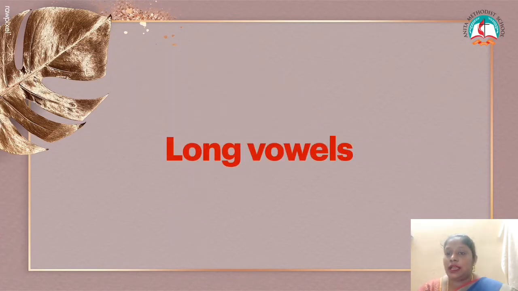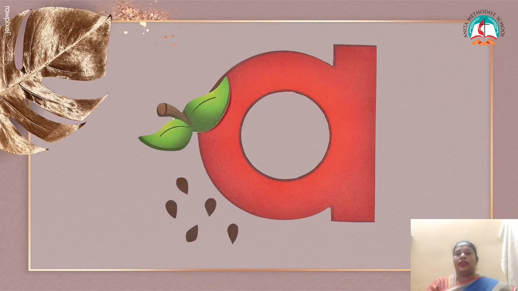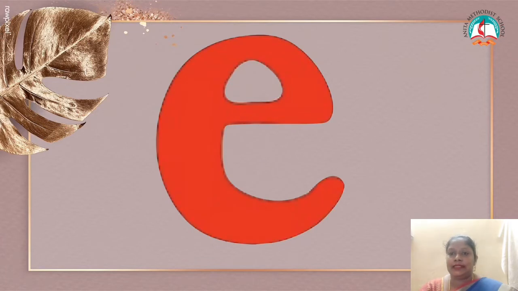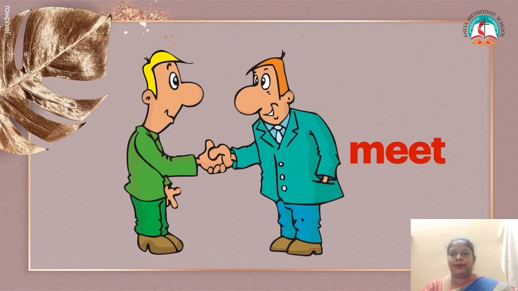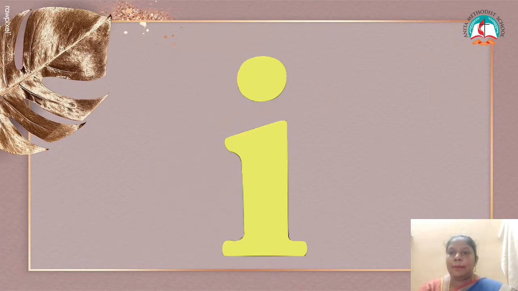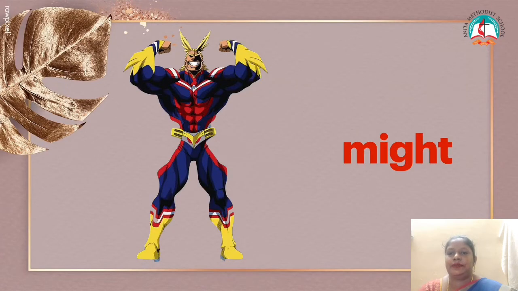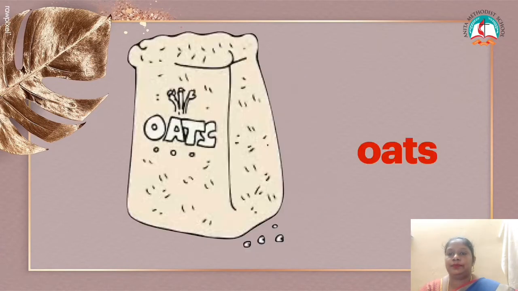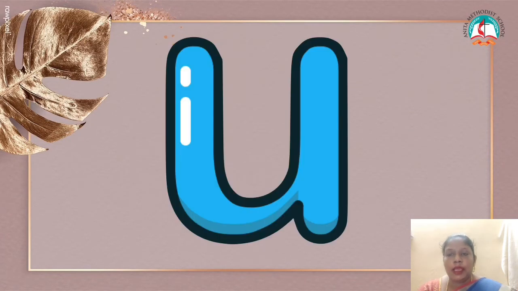Now we are going to see about the sounds of the long vowels. Shall we see? A as in late, mate. E is pronounced as E, as in meat, eat. I is pronounced as I, for example, might. O is pronounced as O, like in oats. U is pronounced as U, as in mute.